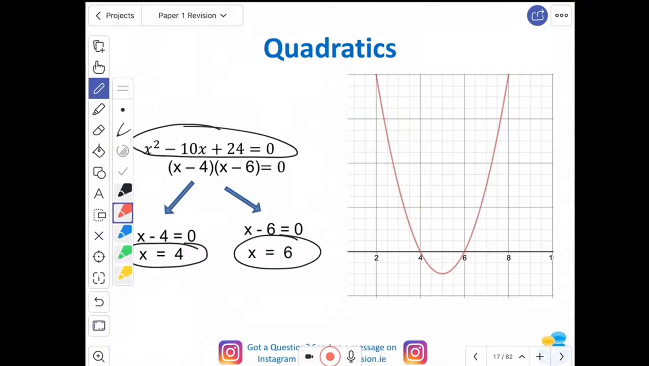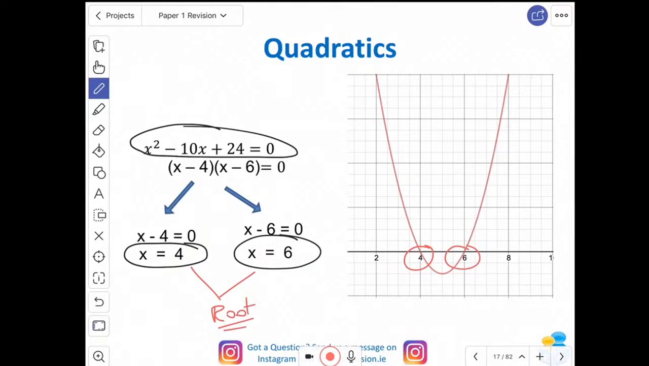And I suppose the biggest one that you need to know is that the solutions to your equation are where your graph intersects the x-axis. You would have learned back in junior cycle, or you should have anyway, that these are the roots of your equation, or the solutions to your equation. This is the value where it crosses your x-axis. That's a really important thing, just to refresh your memories of what a root actually is.